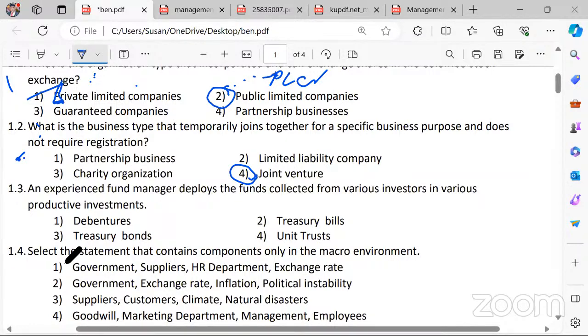Debentures. This is a specific business type, right? Especially in the financial industry. Debentures mean you can provide loans to another party through the share market. Treasury bill is a short-term tool. Treasury bond is a long-term tool, right? And unit trust, right? This is also a financial company. Then what is the answer? You can mark it.